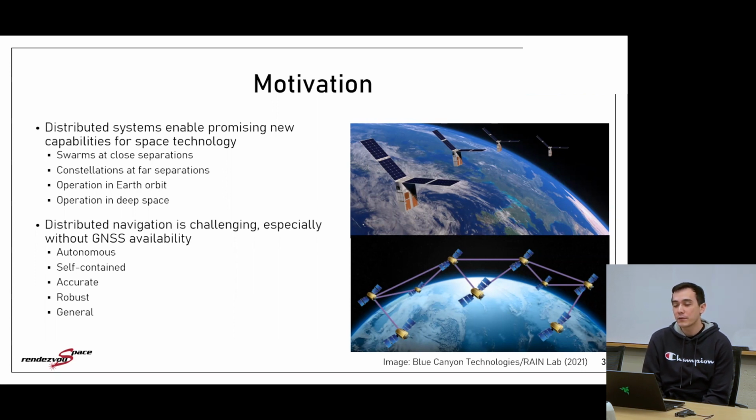And for some kind of theoretical navigation system, we obviously want it to be autonomous and self-contained, in the sense that there's not much human in the loop or ground in the loop interaction. We obviously want it to be accurate and robust and to be as general to different situations as possible.